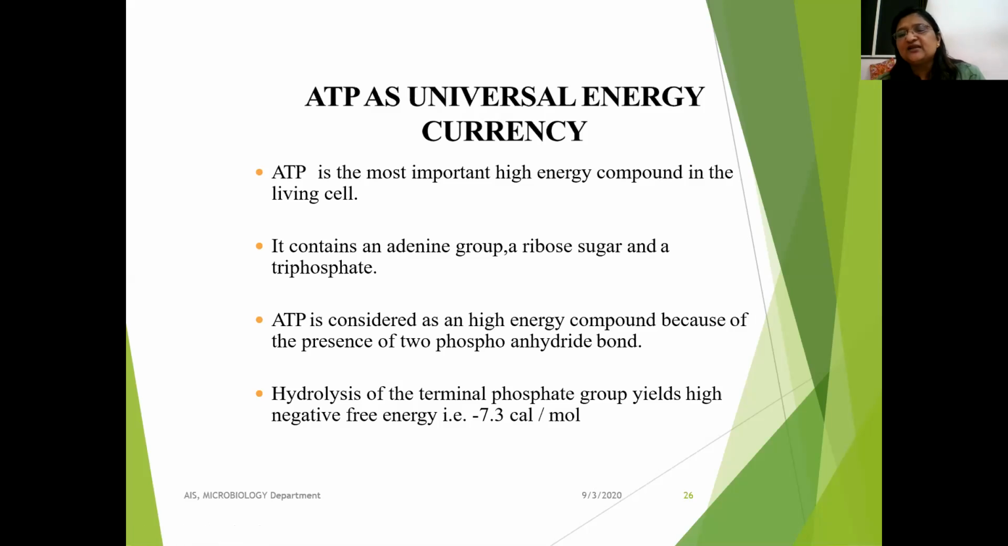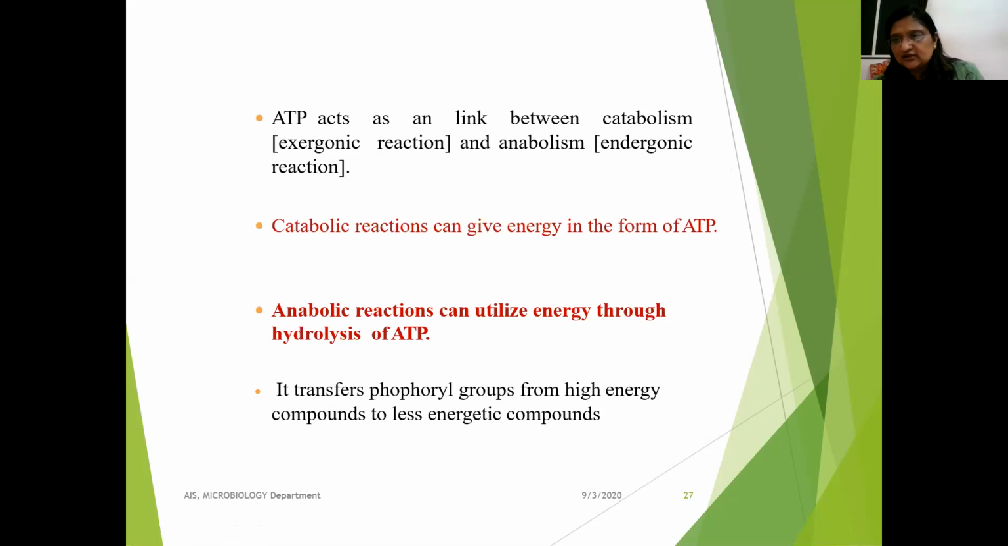Hydrolysis of the terminal phosphate group: every time one phosphate group is removed from ATP to ADP to AMP, it releases minus 7.3 kilocalories per mole. Now, what is the actual function of ATP? ATP is a link between metabolic activities, which we divide into two parts: exergonic reactions and endergonic reactions.